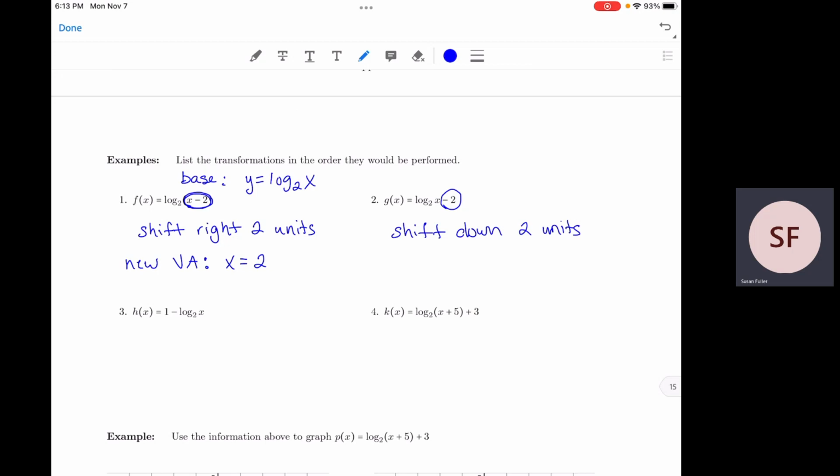Shifting up and down does not affect our vertical asymptote, so I don't have to make a note of that. We'll just take our graph and shift it down.